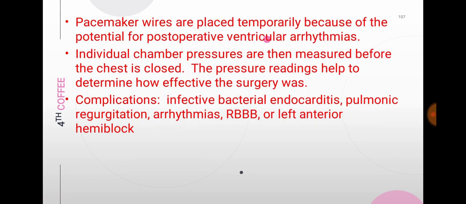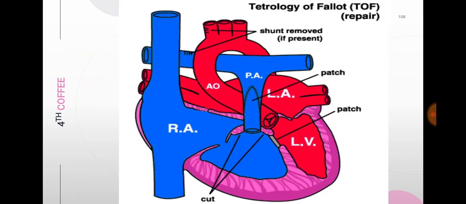So what you do, you repair this, you open it up, and then you put a patch on your VSD. You correct your overriding aorta, place it on the left side of the heart. Your RVH, you cannot do anything about it. Okay? So that's how you do the repair of your TOF.